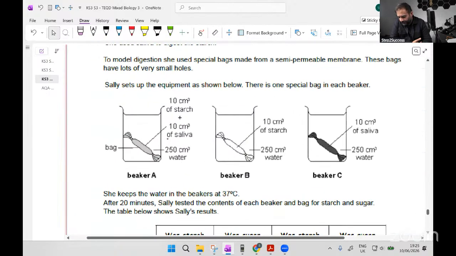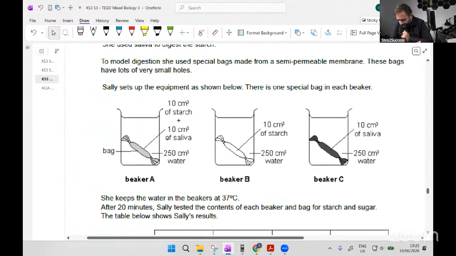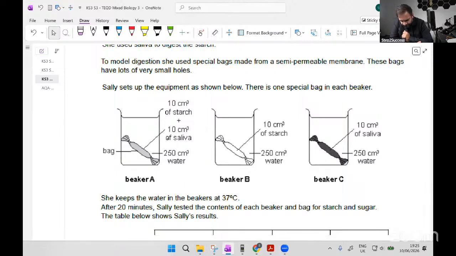Sally sets up the equipment. Look, there's one special bag in each. So we have beaker A.